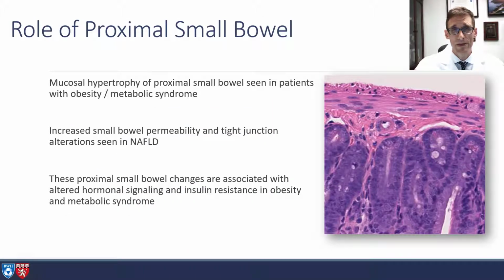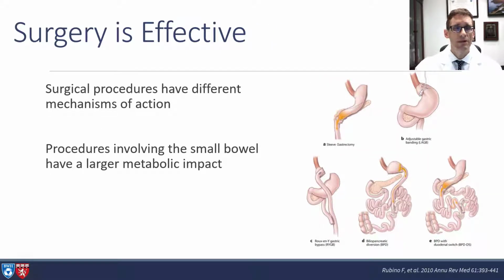There's also some evidence suggesting the small bowel may contribute to this disease process. Mucosal hypertrophy of the proximal bowel is seen in some patients with obesity and metabolic syndrome. There's also increased small bowel permeability and tight junction alterations seen in some patients with NAFLD, and it's thought that these proximal small bowel changes may be associated with altered hormonal signaling, which could contribute to insulin resistance in obesity and metabolic syndrome.